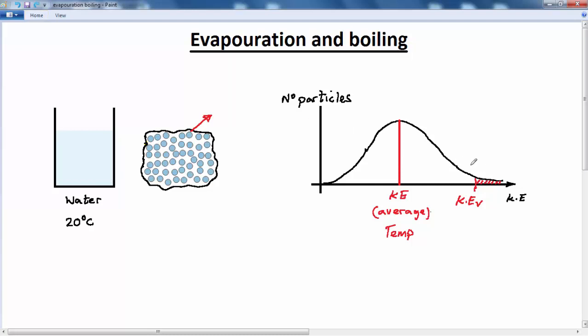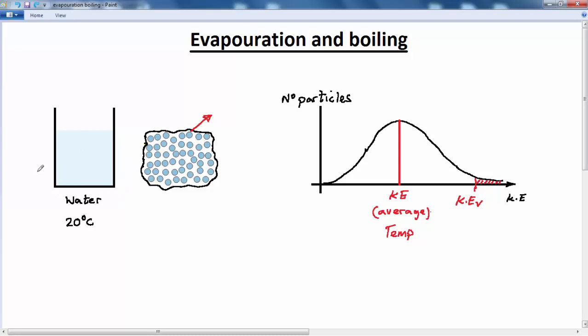Now when these particles escape, the average kinetic energy of the particles in the liquid decreases a little bit as a result of these very high energy particles escaping. That makes sense. So what happens to the liquid when water particles start to evaporate is that the temperature of the liquid drops down a little bit. But if the temperature of the liquid drops a little bit, the water is now at a lower temperature than the surroundings.